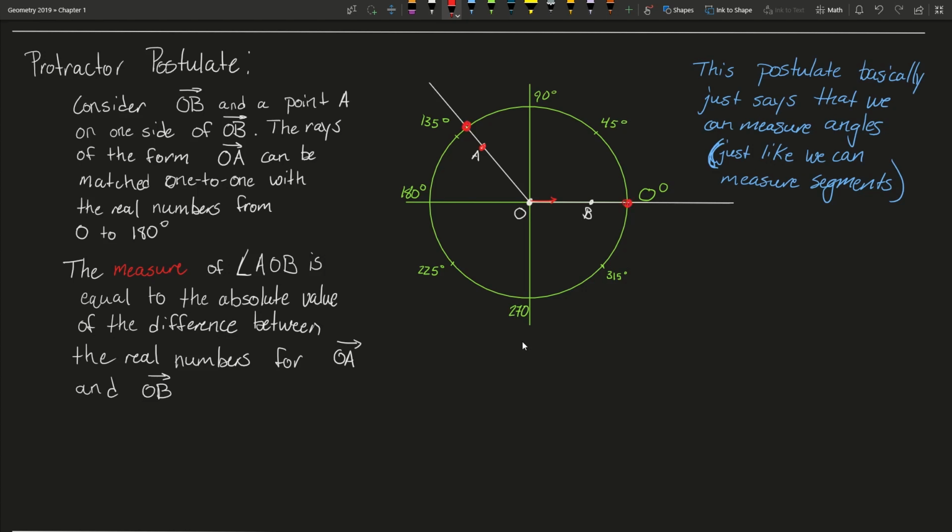This means that the measure of AOB is the difference between this point right here and this point right here. So in this case, the measure of angle AOB is about 130 degrees.